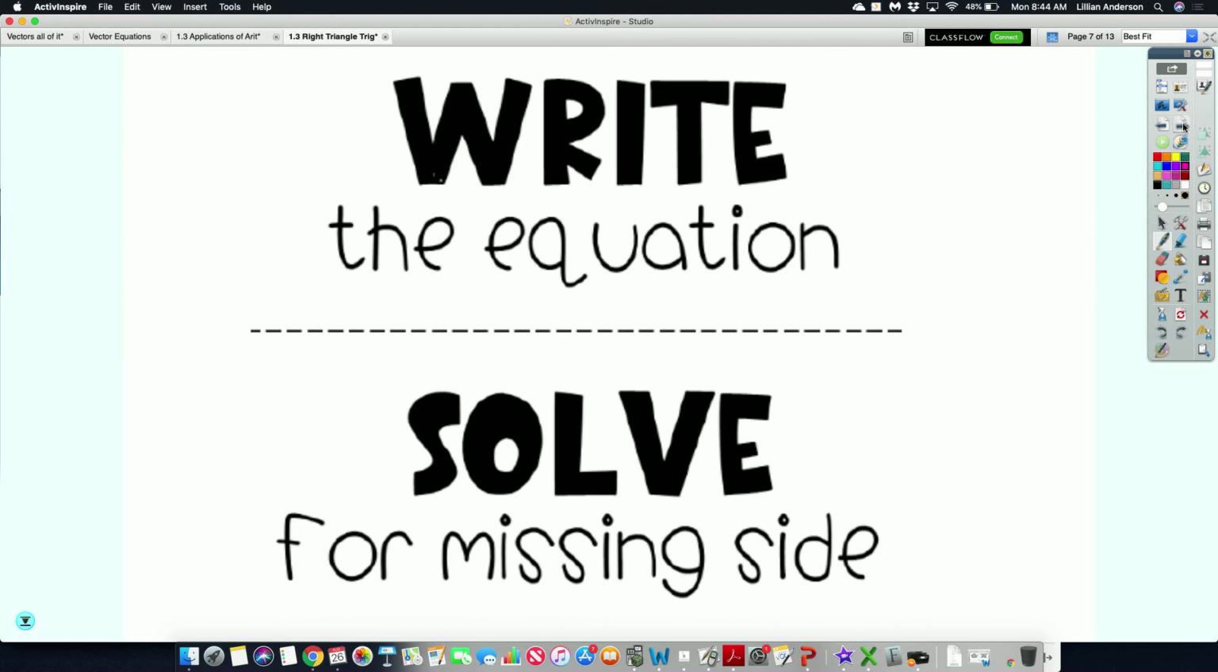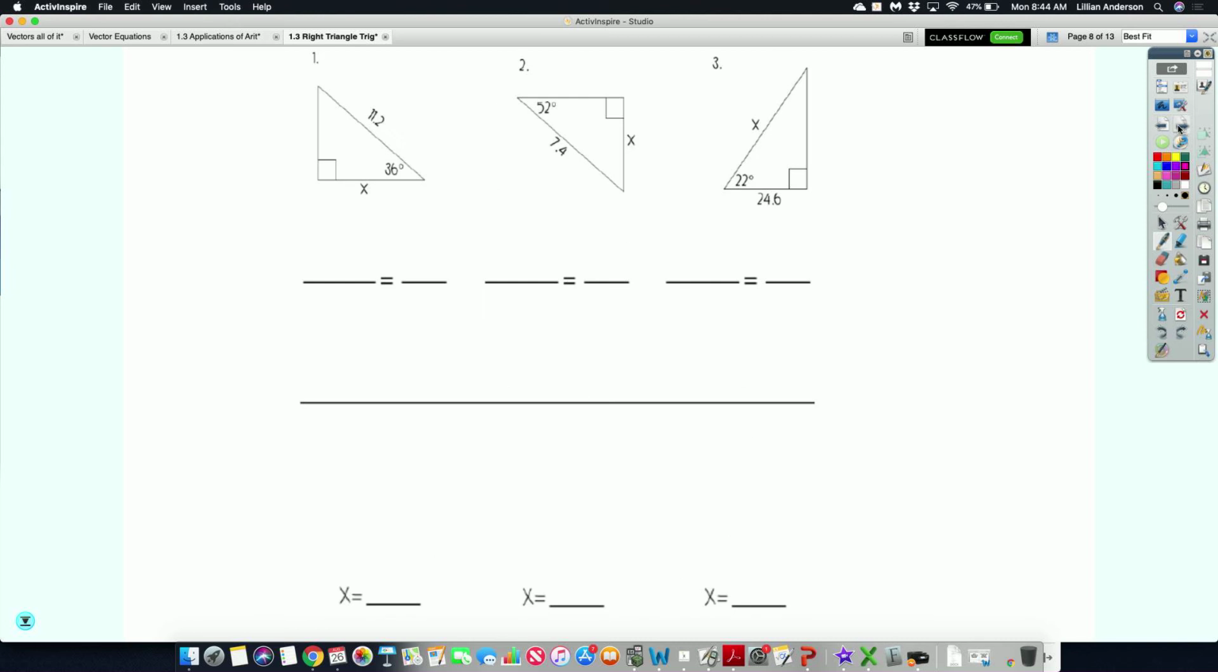So now let's write our equation and let's solve for our missing side. Okay? So what was the trig ratio that we decided for number 1? Cosine. So remember, it's always set up as cosine of your angle. So that'd be cosine of 36 degrees equals my adjacent side over my hypotenuse. So what is that? X over 11.2.